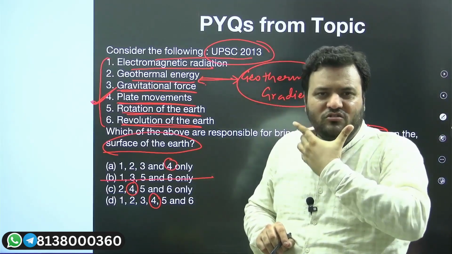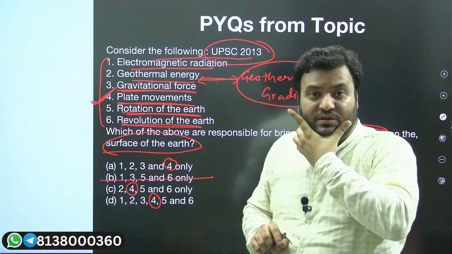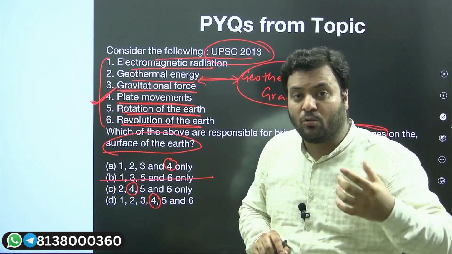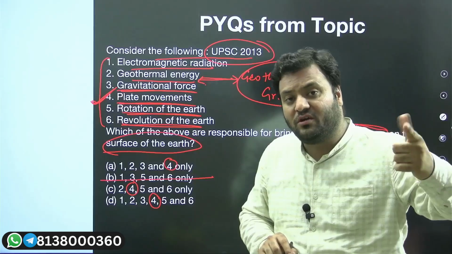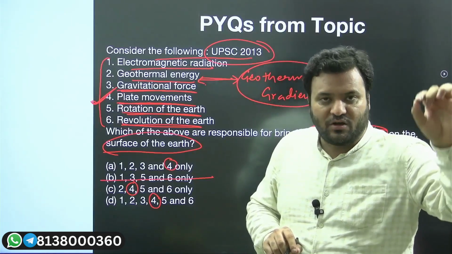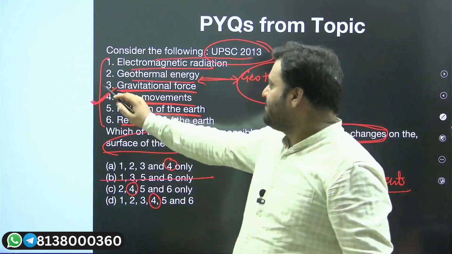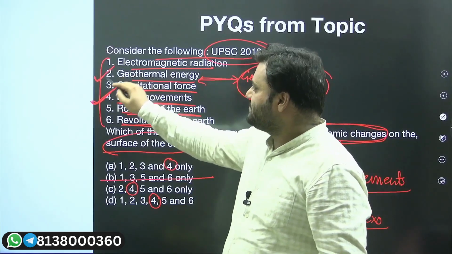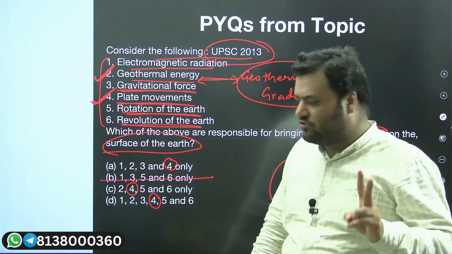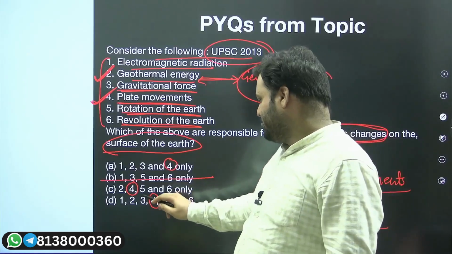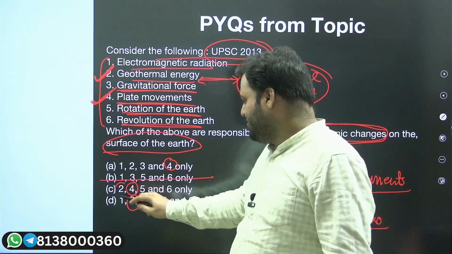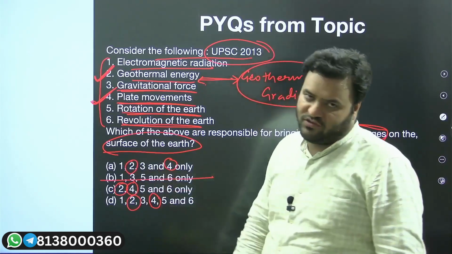Now, why do the plates move? The plates move because of mantle convection currents. Why do mantle convection currents move? Because of the geothermal gradient, because of geothermal energy, you can say. Clear? So 2 and 4 are there. Wherever you see 2 and 4, nothing is struck out.